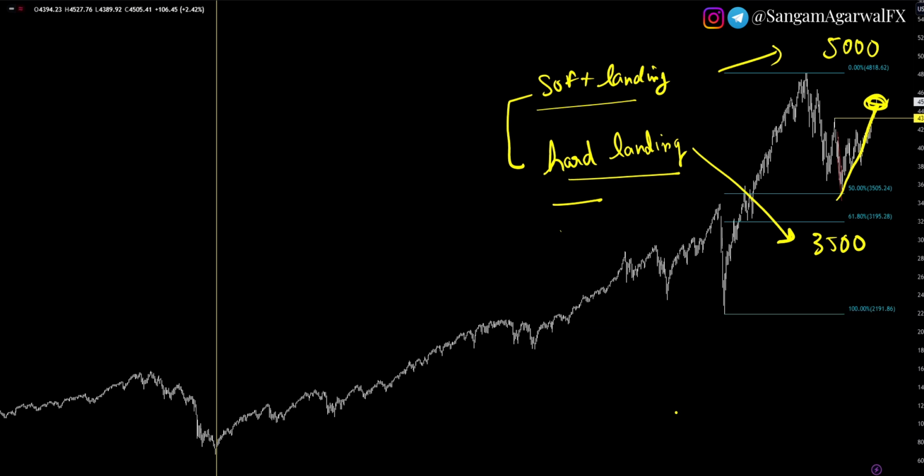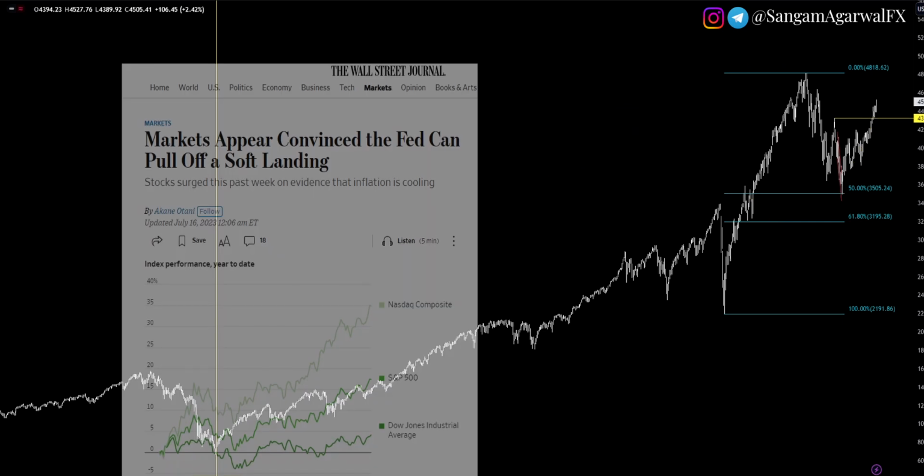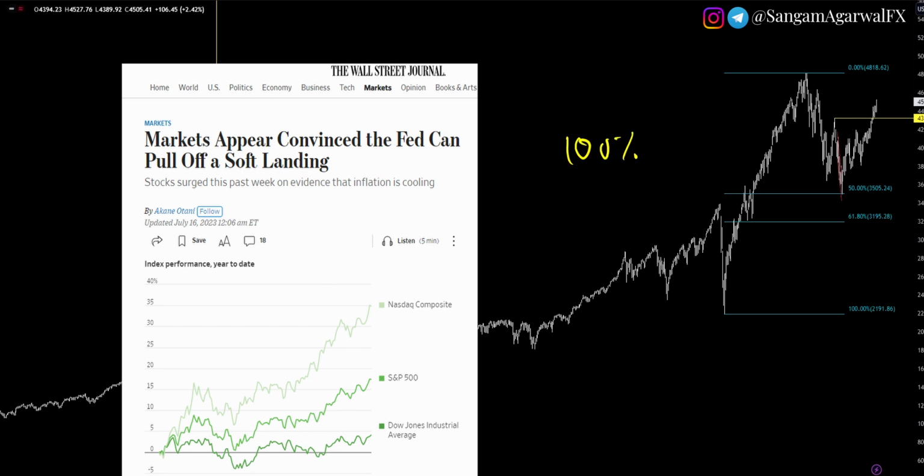And when market sentiment changes, first the dollar will go up, then the direction of everything will change. But before the dollar there will be news, because there is an economic indicator which can verify yes we are going towards hard landing, which you can read in the Wall Street Journal. Market 100% confirmation that soft landing is possible.